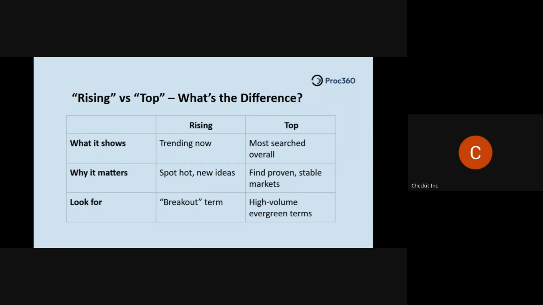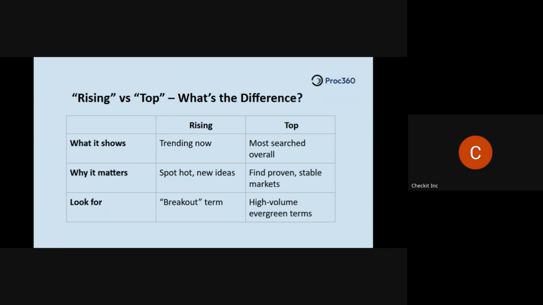Then we have rising versus top. What is the difference? So there's a part on the related topics and related queries where you see rising and you also see top. You could switch from any of it, just check through each other. So the rising shows, oh, this is what's trending now, this is what people are talking about right now. Then the top is like most searched overall. Like this is what people are searching for. This is what people want. It could be trending, right? And it might not be what a lot of people want, but it's trending in some certain places.